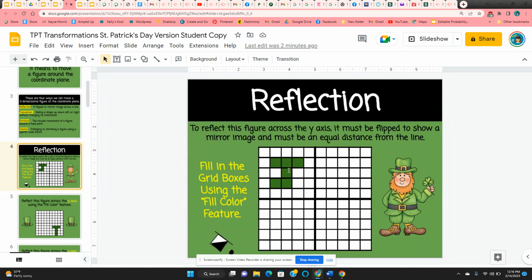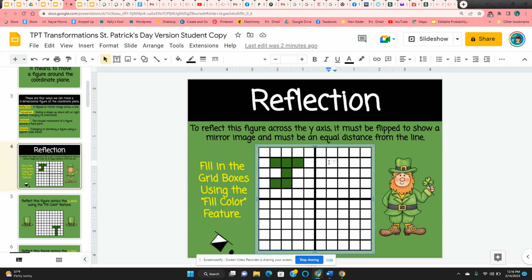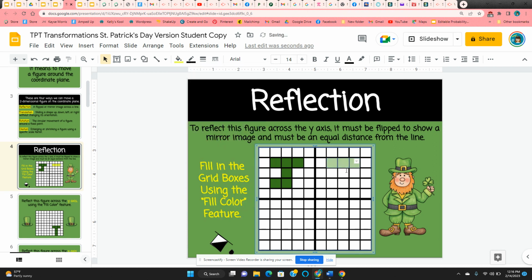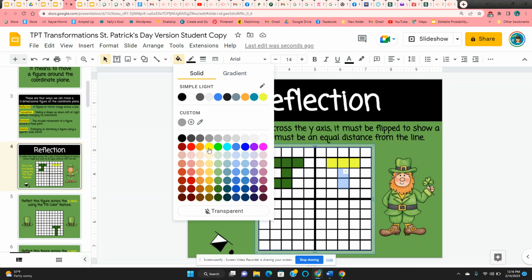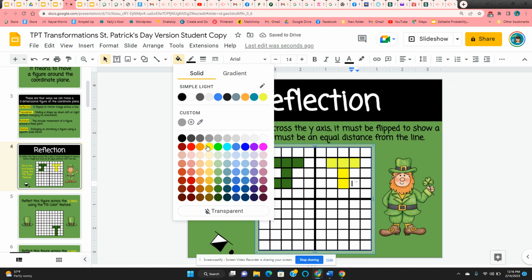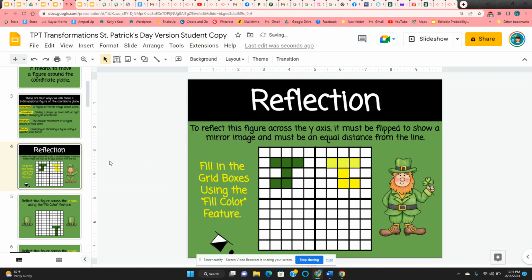They're going to reflect this figure across the y-axis. That means it's going to be a mirror image. So what they want to do is click and hold in one of the squares and then just slide over until they have a rectangle shape. And they're going to do that again until they have the whole shape. And it has to be a mirror image. So it's going to look like this.